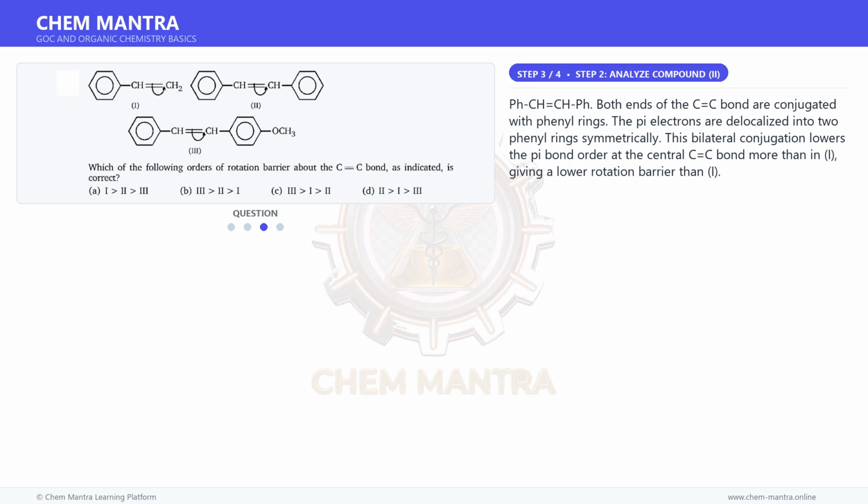PhCH=CHPh. Both ends of the C=C bond are conjugated with phenyl rings. The pi electrons are delocalized into two phenyl rings symmetrically. This bilateral conjugation lowers the pi bond order at the central C=C bond more than in 1, giving a lower rotation barrier than 1.